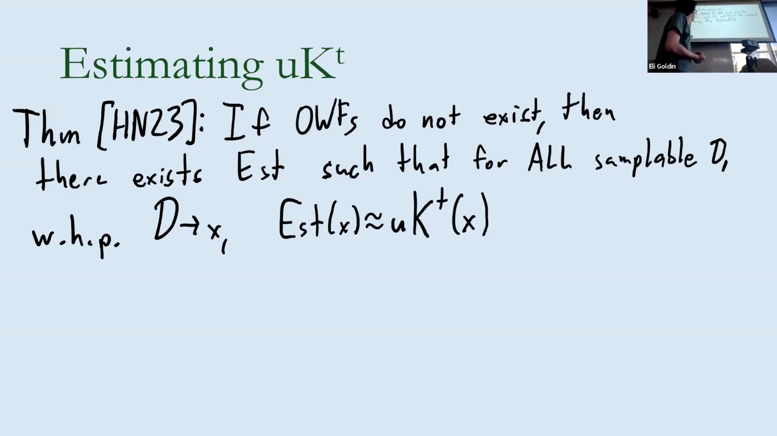So the order of quantifiers is the following. There exists a single estimator such that for all samplable distributions D that run in time less than T, with high probability over D, the estimator will be close to the UKT difference. Does the estimator take the code of the distribution? No. The estimator is completely agnostic to the code.